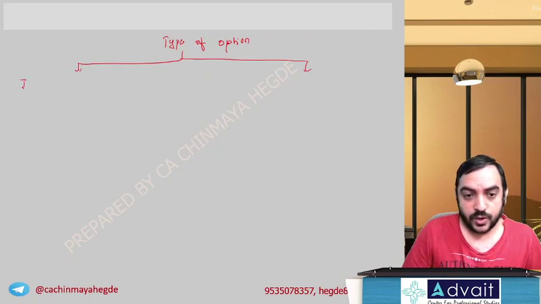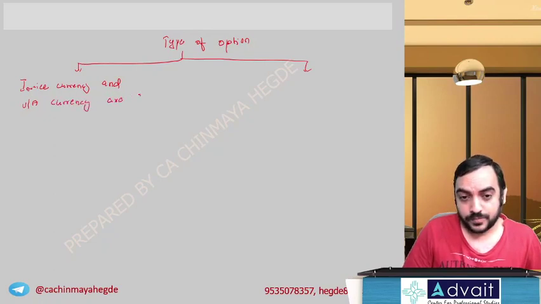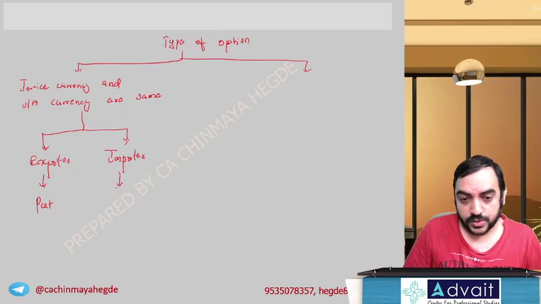The invoice currency and underlying assets, underlying currency are same. Regular stuff. If they are same, an exporter will go for put option. Importer goes for call option.